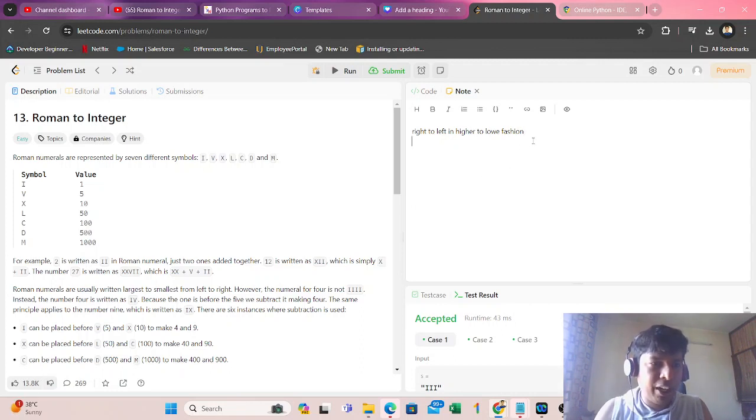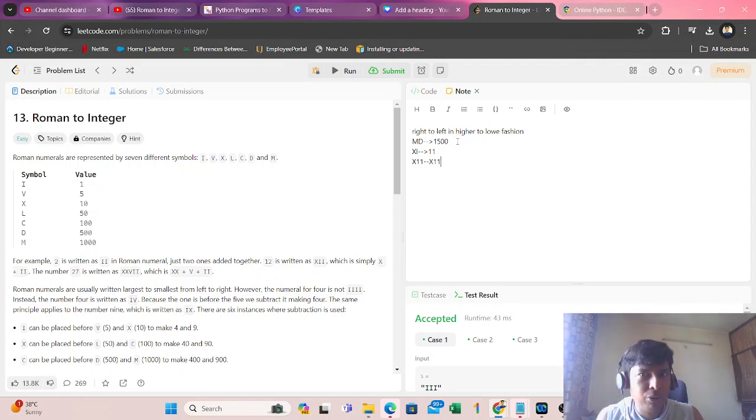Suppose I have to write 1500: M, which is 1000, will come first and D will come afterwards. It would be MD, which is 1500. So the larger, 1000, comes first, and then the smaller, D. Suppose you have to write 11, which is commonly used. You write X first, which is 10, and then I, which is 1. So it becomes 11. For 12, you write X first, which is 10, and then II.